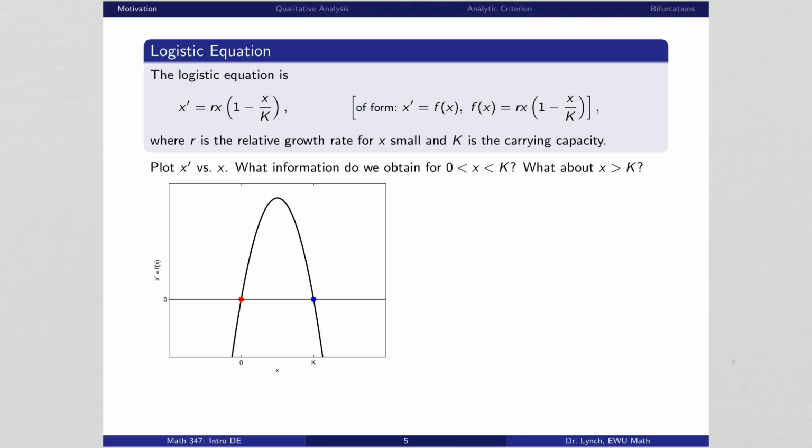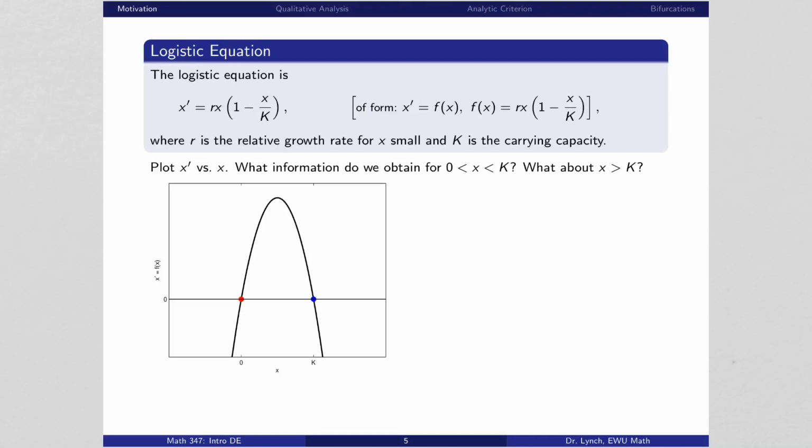So a quadratic in x with a negative coefficient on the x squared term opens down, and here we see our quadratic opening down, intersecting the x-axis at those equilibrium solutions at x equals 0 and x equals k. Now, one thing we can do is think more carefully about the information that x prime gives us. Remember, x prime is the slope of the unknown function. It's the slope of x.